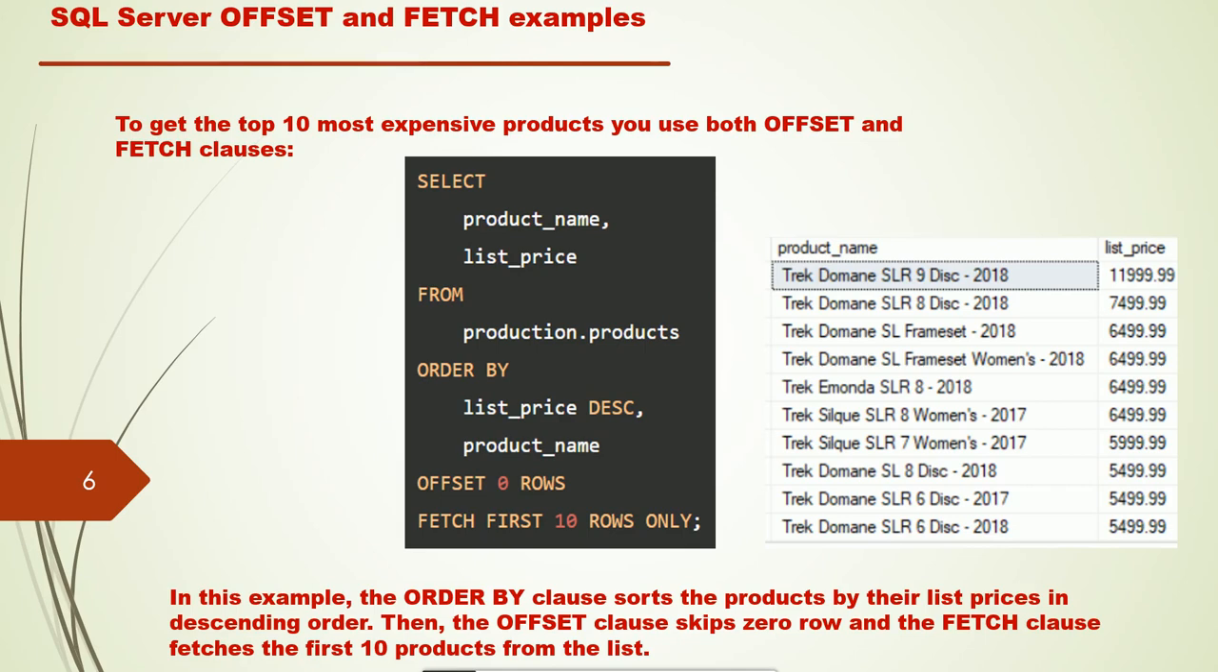FETCH FIRST 10 ROWS ONLY, it will show the first 10 rows, because here we have to display the product name and the list price according to the list price in descending order. So the maximum price first, then the next, like that.